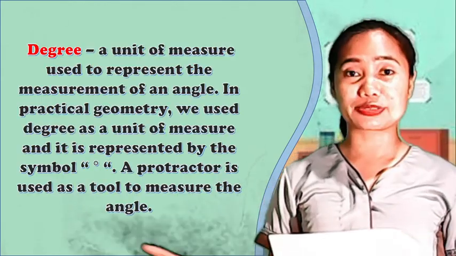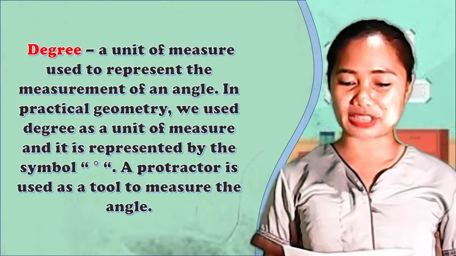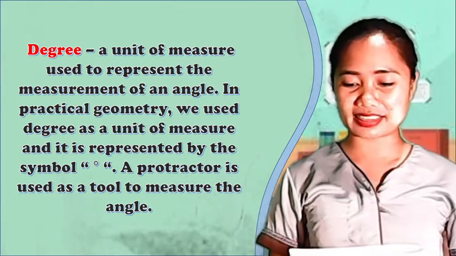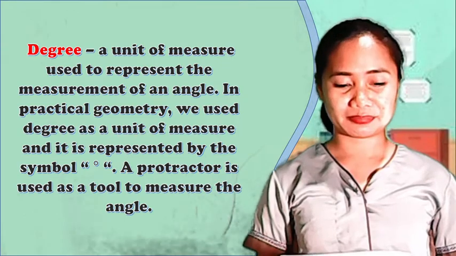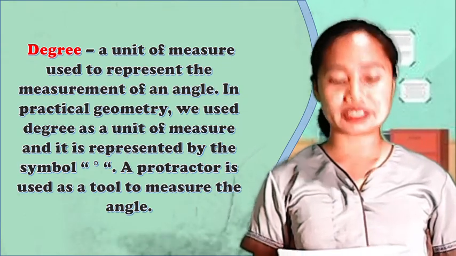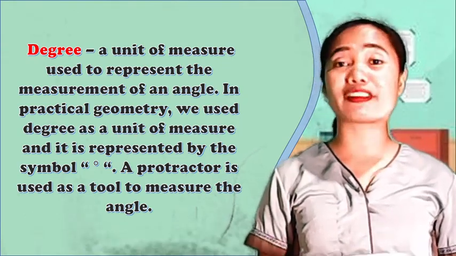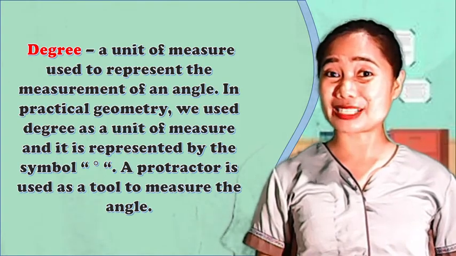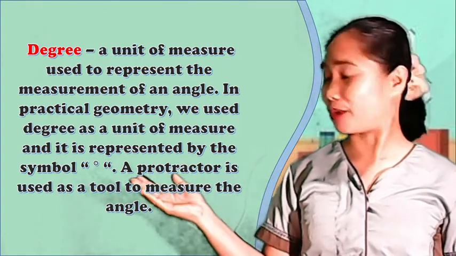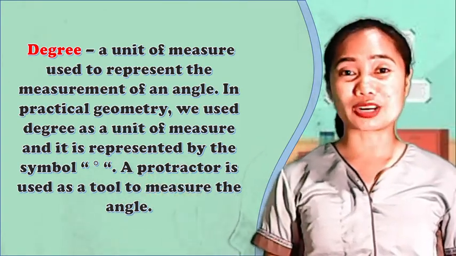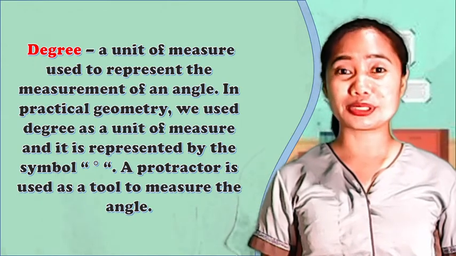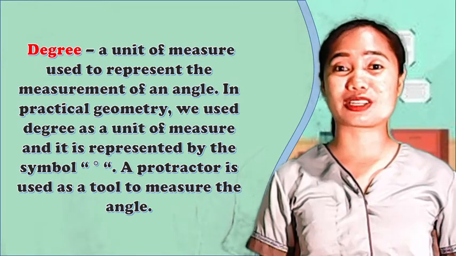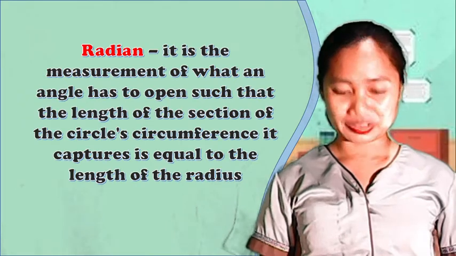But before we proceed to the conversion, let us first define the degree and radian. Degree is defined as the unit of measure used to represent the measurement of an angle. In practical geometry, we use degree as a unit of measure, and it is represented by this symbol. A protractor is also used as a tool to measure the degree measure of an angle.